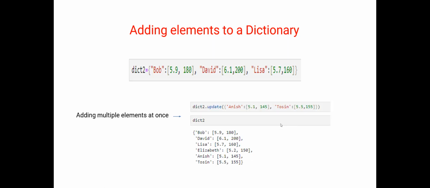If you want to add multiple elements together into the dictionary, in that case you can just use the update function. What update does is, it basically takes another dictionary as input. For example, you have given Anish as the key and the value is 5.1 and 145. Tosin is the key and the value is 5.5 and 155. Now your dictionary comes from this one to this one, as you see on the screen. And notice that Anish and Tosin has been promptly added to the dictionary.